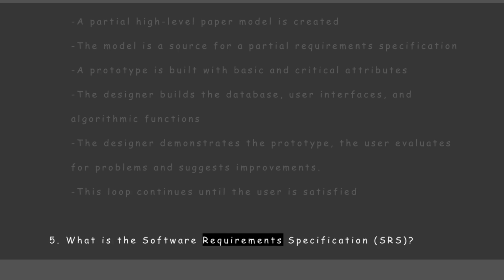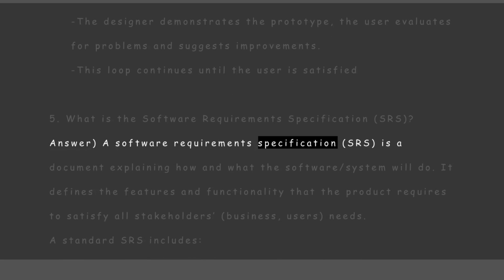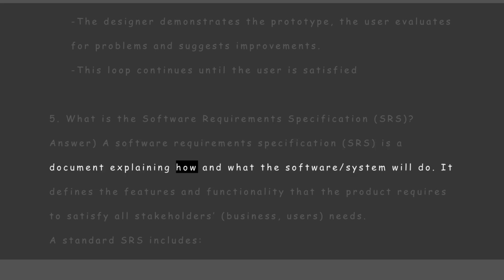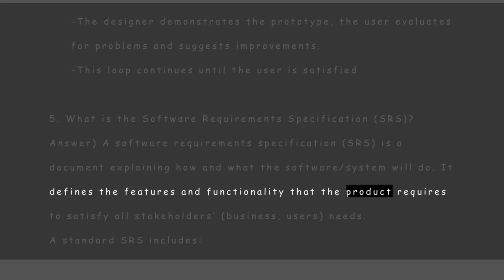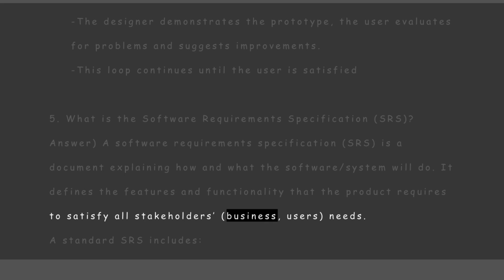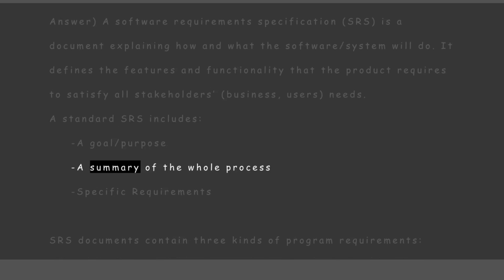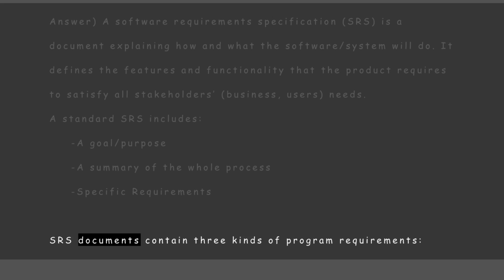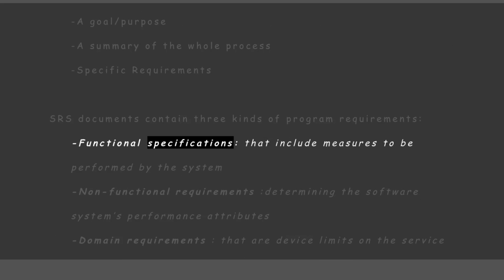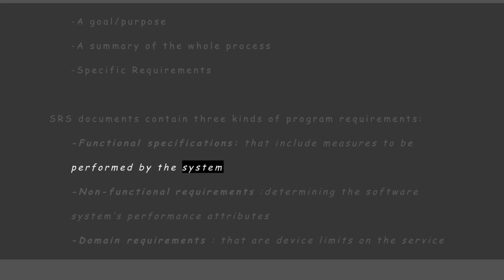5. What is the Software Requirements Specification, SRS? Answer. A Software Requirements Specification, SRS, is a document explaining how and what the software system will do. It defines the features and functionality that the product requires to satisfy all stakeholders, business, users, needs. A standard SRS includes a goal, purpose, a summary of the whole process, specific requirements. SRS documents contain 3 kinds of program requirements. Functional specifications, that include measures to be performed by the system.